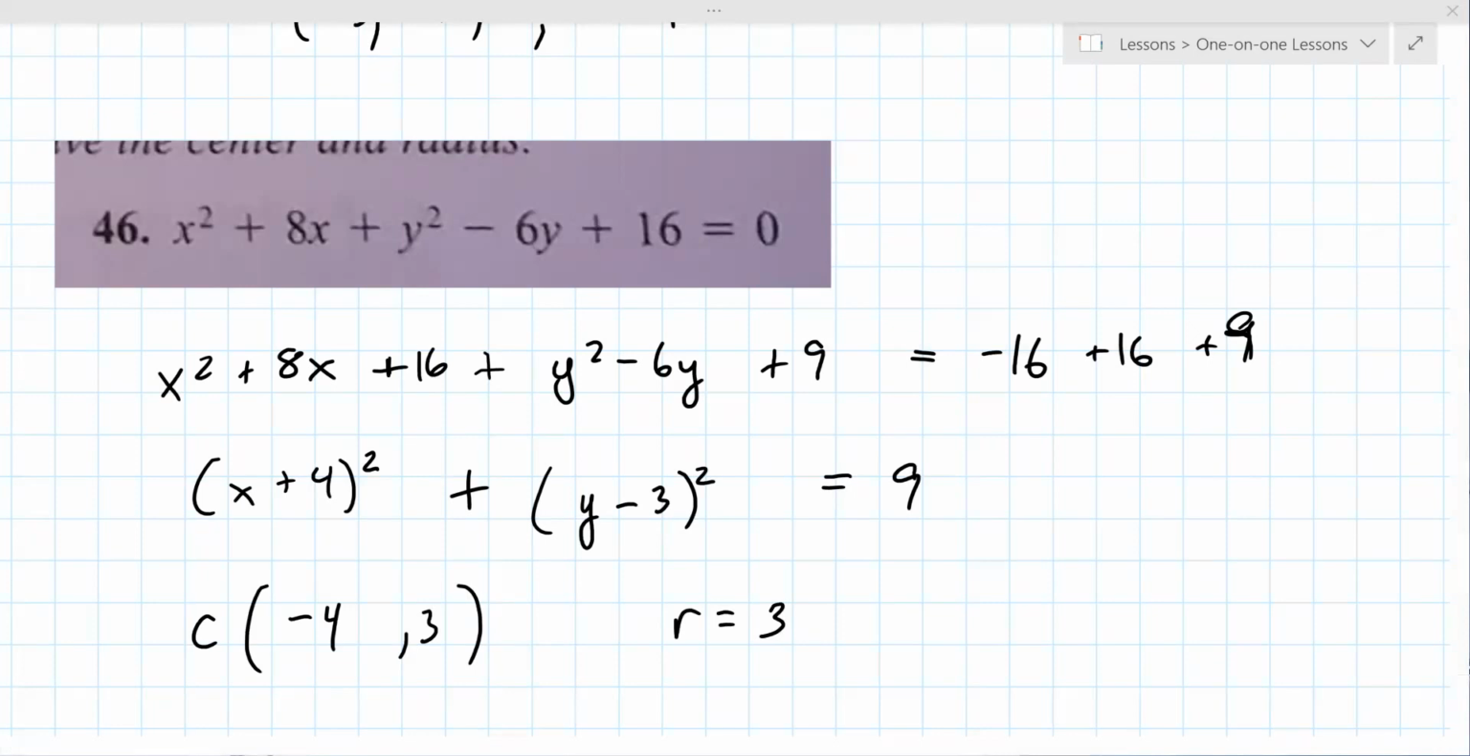Okay, so last one here on this 47 before we go to some more problems.